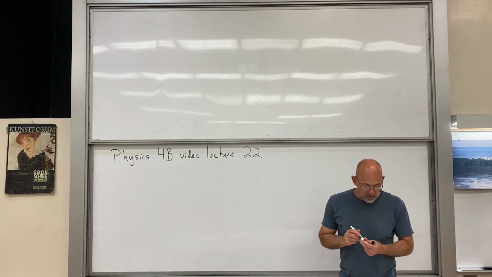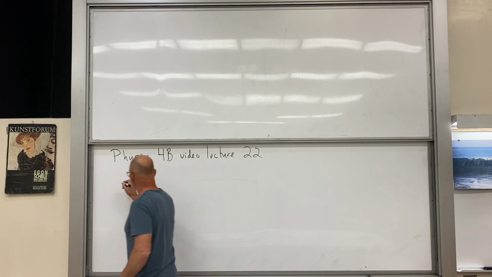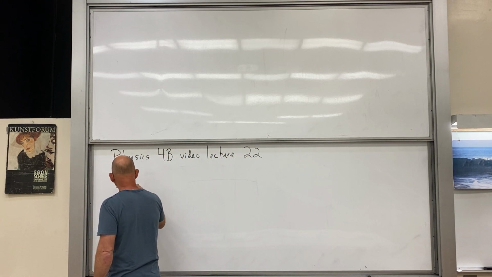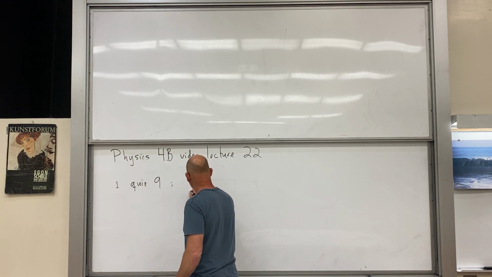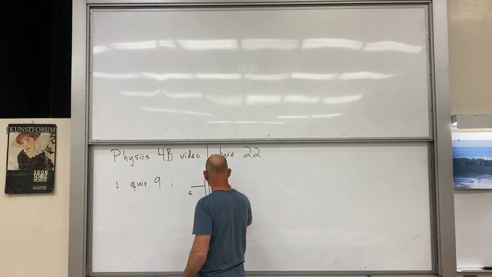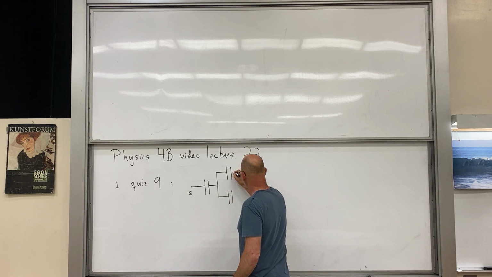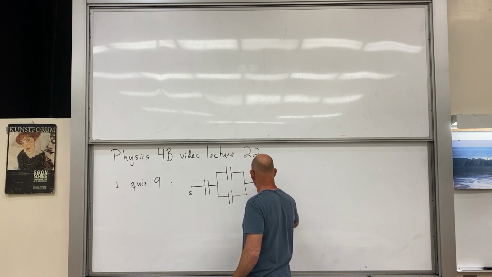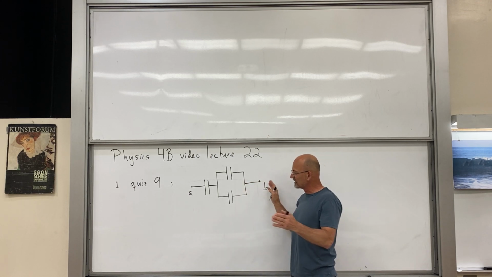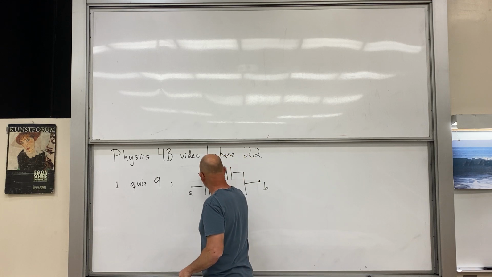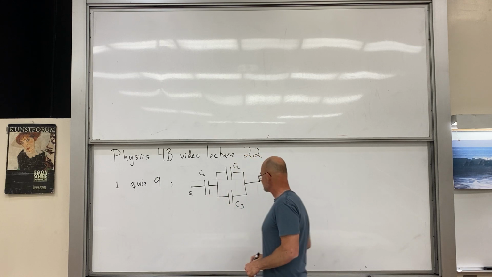And before, there was a question about quiz number 9. So I'll just number these things. This was quiz 9. We had some capacitors and we just wanted the equivalent capacitance. So here we go. If we were to hook this up to a battery between points A and B, things would charge up. And we had C1, C2, and C3.